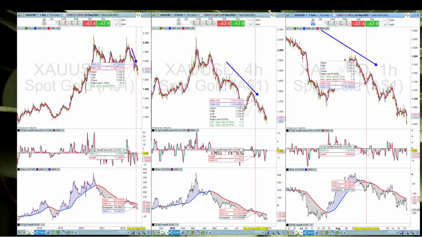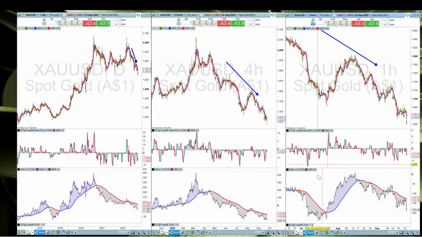Okay, hope that's helped explain another way of looking at trading this strategy, using the daily and the 4 hourly chart to confirm your entries into the hourly chart.